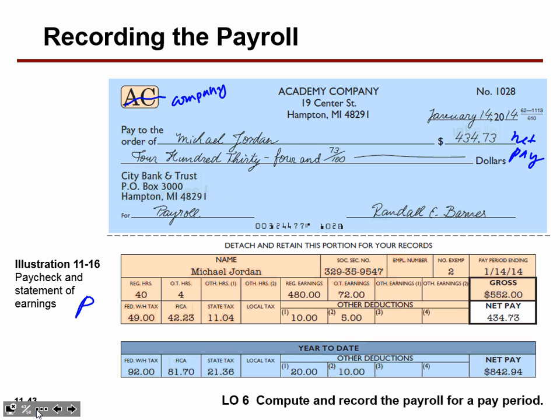This is what I would call a pay stub, where it's showing a breakdown, again, who Michael is, his Social Security, his number of exemptions, when the pay is. You see gross versus net, a breakdown of all of the deductions, and then typically where he is sitting for year to date.